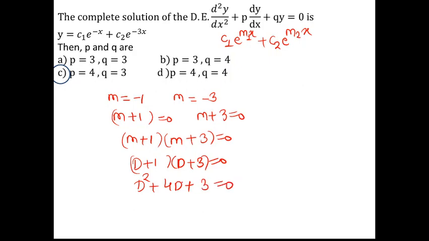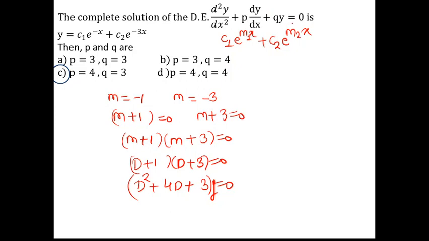So what is the equation? The equation must be d square plus 4d plus 3. So you can see this is d square plus p d, where p is nothing but 4, plus q y equal to 0. So what is q? q is nothing but 3. So the values of p and q are, p must be 4 and q must be 3. In this way one can identify the unknowns p and q in this differential equation.